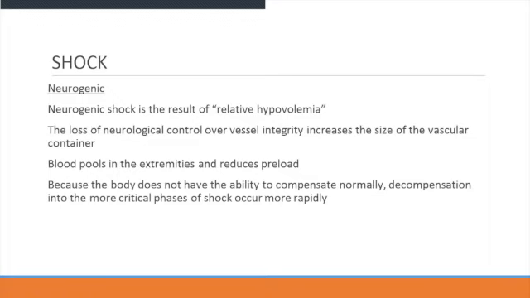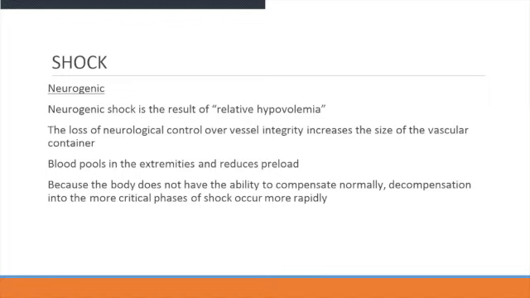Neurogenic shock. So neurogenic shock is a result of repetitive relative hypovolemia. The loss of neurological control over vessel integrity increases the size of the vascular container. Whereas in hypovolemic shock you do not have enough fluid in the circulatory system to perfuse the tissue, this one is sort of the same thing, except it's about the container. Your container has gotten way too large to transport that fluid. Therefore, you do not have enough fluid inside the container to properly perfuse the tissue.